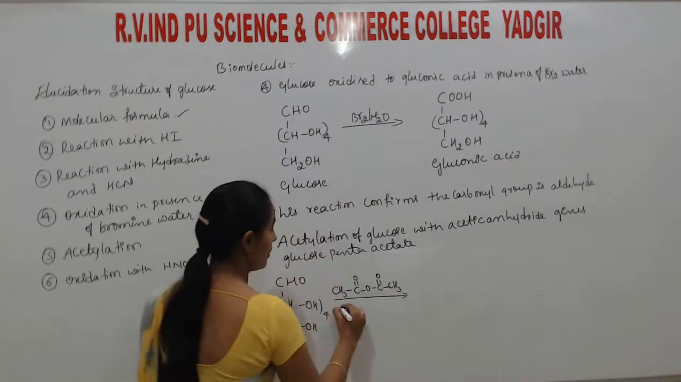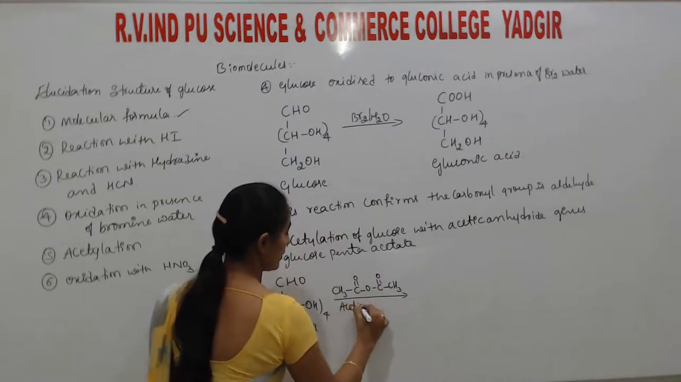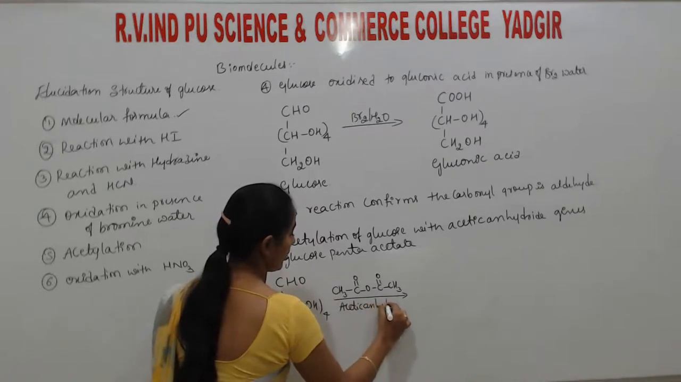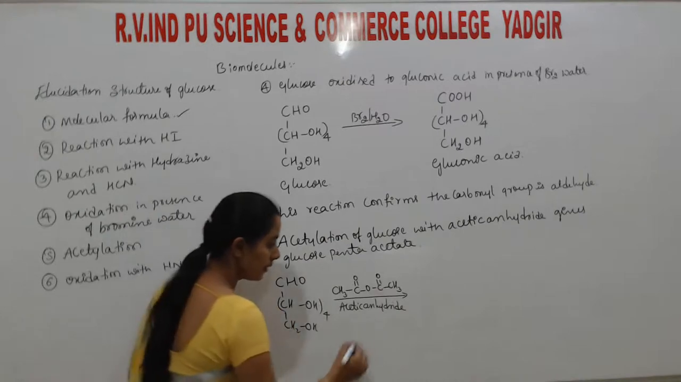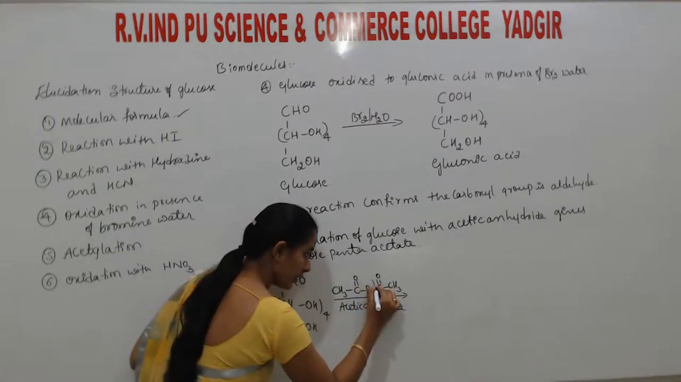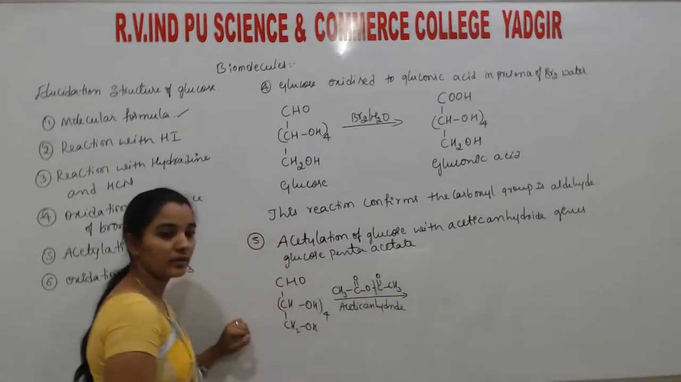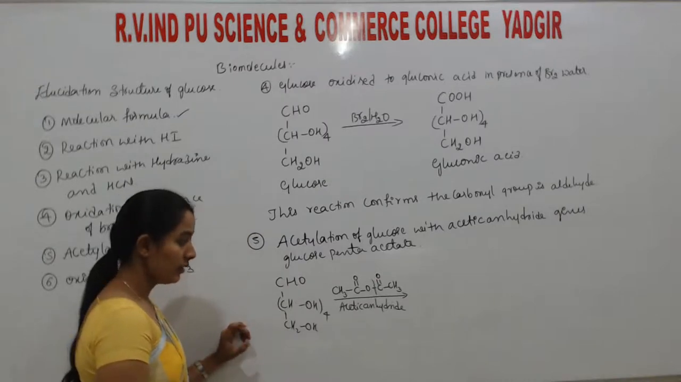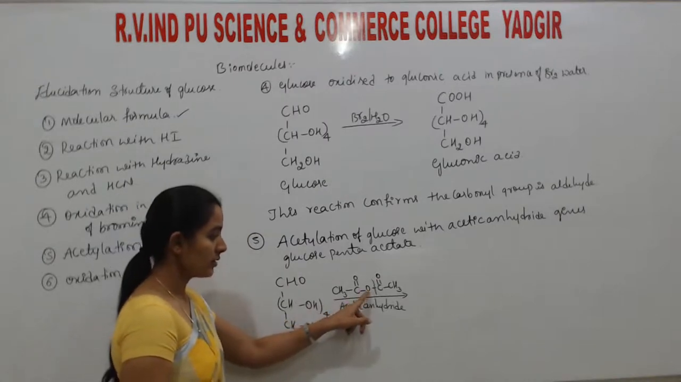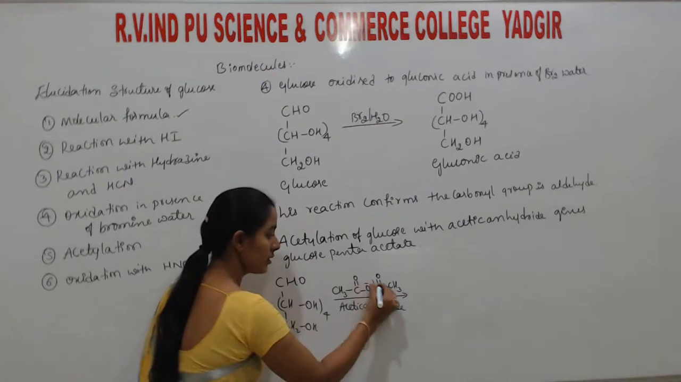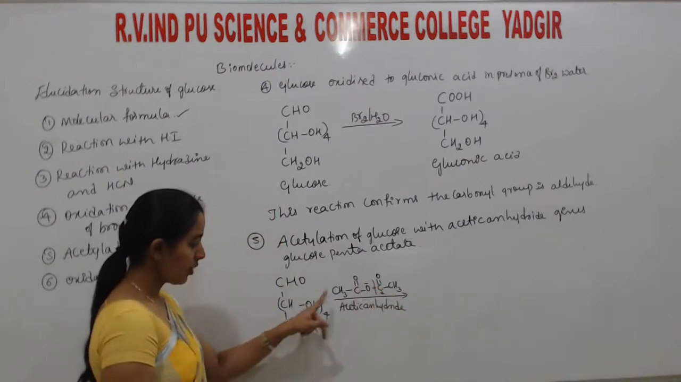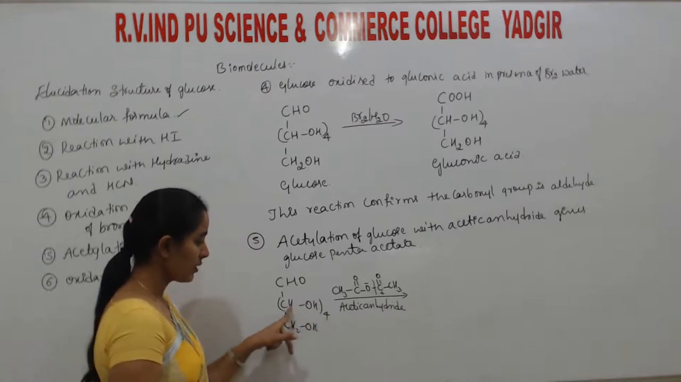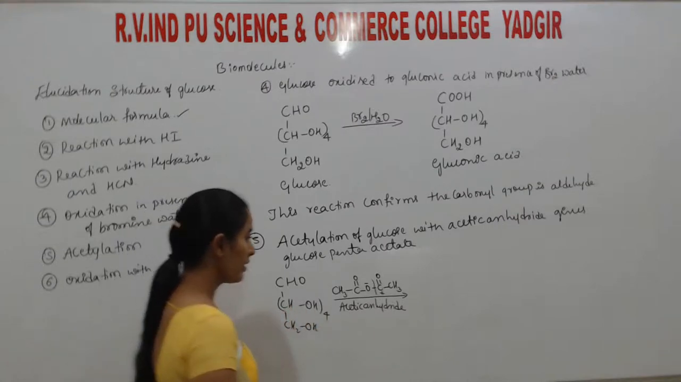CH3-C=O, C=O, CH3. This is what? Acetic anhydride. Right. And write the complete structure to explain. So students, remember, it will break like this. Then this is with the minus charge. This is with the plus charge. This is OH minus. This is also OH minus. This will get plus. Then write here.